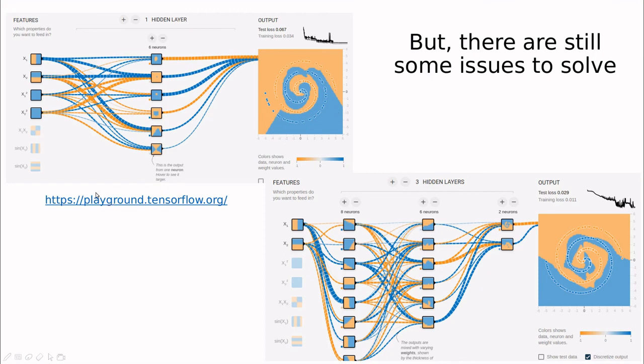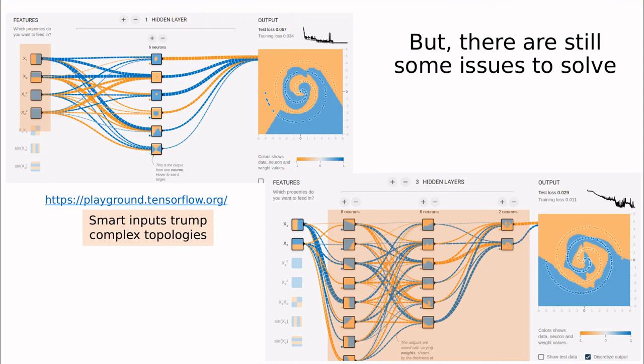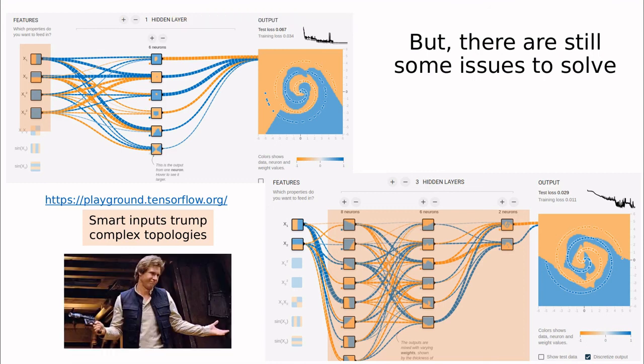So again, go back to this playground webpage and try a little bit what happens if you use these inputs, but not six neurons, just four of them. So maybe with four neurons, we can recreate a spiral as a combination of circles. So another message of this video is that sometimes smart inputs trump complex topologies. So yes, I agree, artificial neural networks are amazing, they can do a lot of things, but quoting Han Solo, don't get so excited, princess.